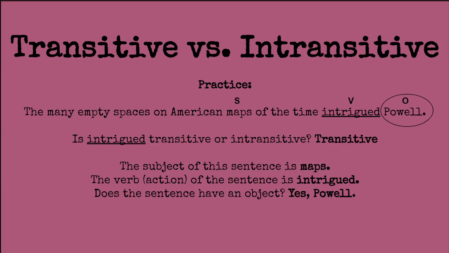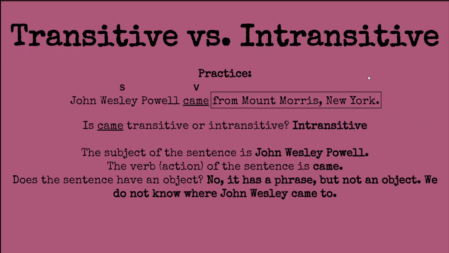Let's look at another example from last week's assignment that many of you struggled with. The sentence was, John Wesley Powell came from Mount Morris, New York. Is came transitive or intransitive? Well, in this case, it is intransitive. From Mount Morris, New York is a prepositional phrase. We have a subject here. The subject of the sentence is John Wesley Powell. We have the verb, the action of the sentence, which is came. He came.